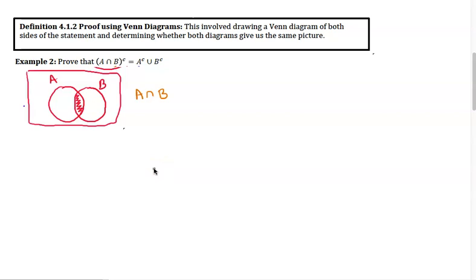So this represents the intersection of A and B. But this tells me I need to take the complement. So basically I need to redraw this, but shade everything that's not in the middle. Okay, so let me put the picture up.